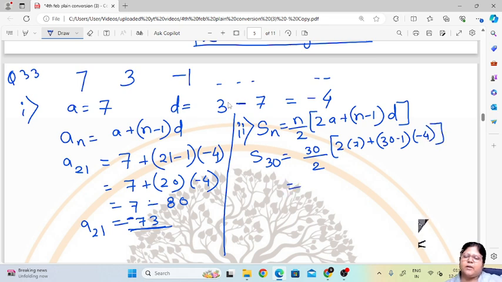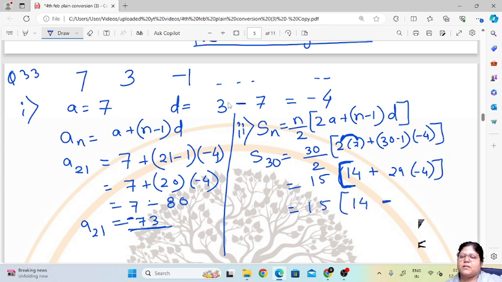Now what is 30 divided by 2? 30 divided by 2 is 15. 2 times 7 is 14, plus, no, there is a square bracket, so you have to put a square bracket only. 30 minus 1 is 29. 29 into minus 4. Next step we'll do 15 minus 9 times 4 is 36.